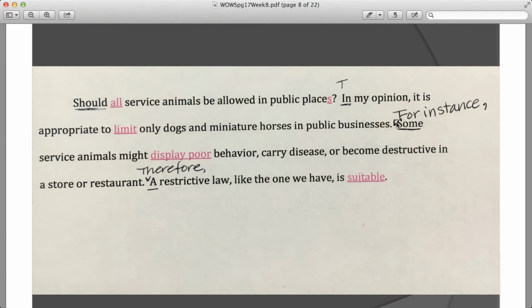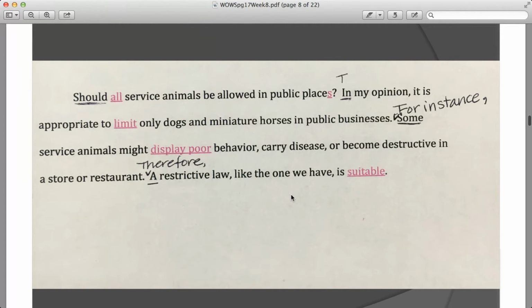So I looked on that list, and since I'm about to give some examples of how some animals shouldn't be in public places, I decided, for instance, would be a great transition into that list. So my little caret here is going to tell me, add in, for instance, some service animals might display poor behavior, carry disease, or become destructive in a store or restaurant. Same thing here. I didn't have a transition. I just went into the sentence. It's easy to add one. I'll just add therefore. This is telling you, I'm about to just tell you one last time as I end this paragraph, therefore, a restrictive law like the one we have is suitable.